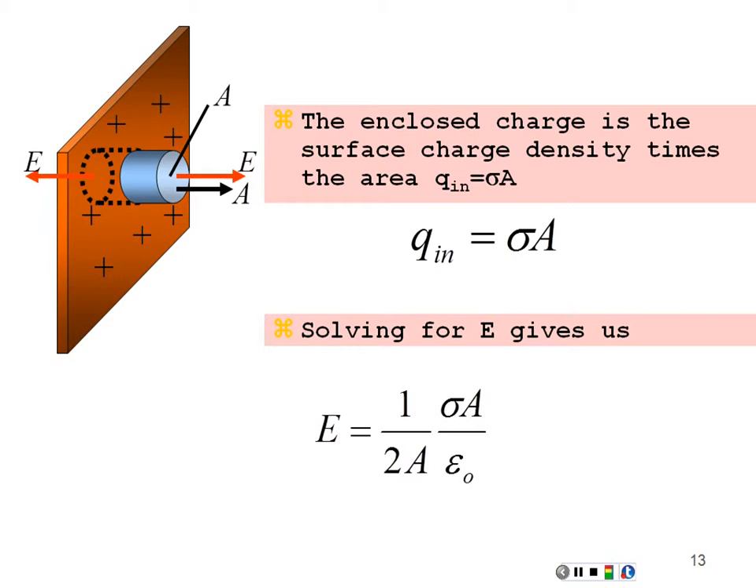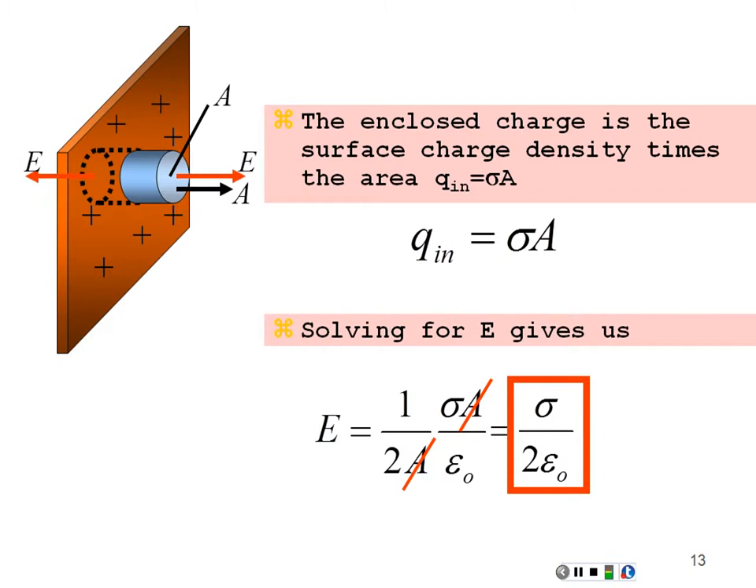A's cancel out. And we have that the E field is equal to sigma, the surface charge density, over 2 epsilon naught. It's constant. Sigma is a constant. Epsilon naught's a constant. The E field's constant. If I'm near the sheet of charge, I can be anywhere, and the E field will be the same. It's constant.